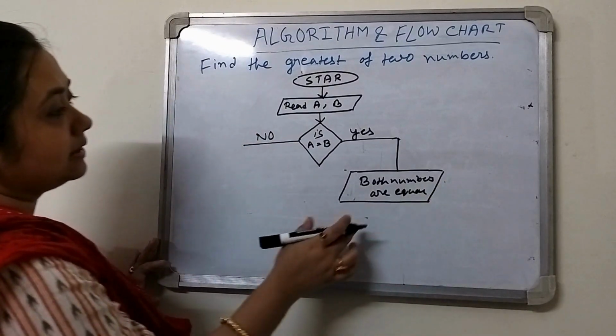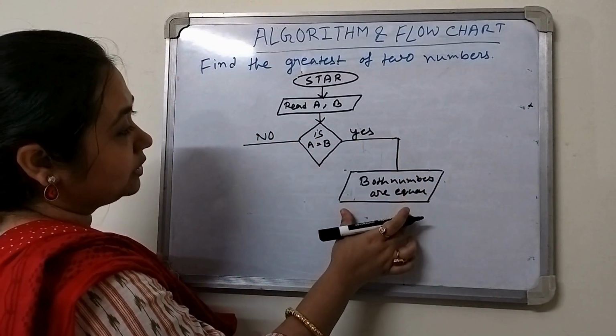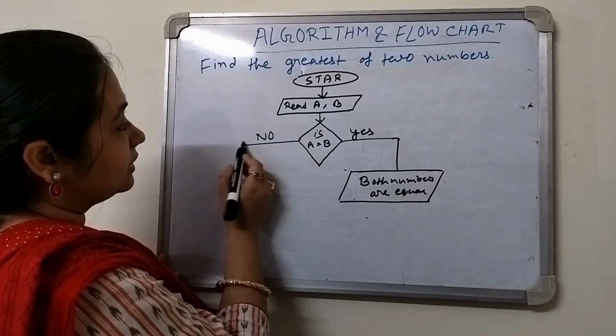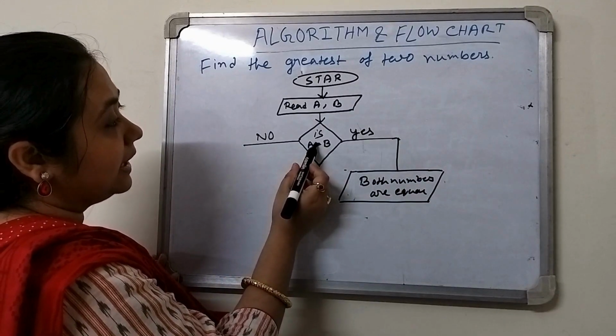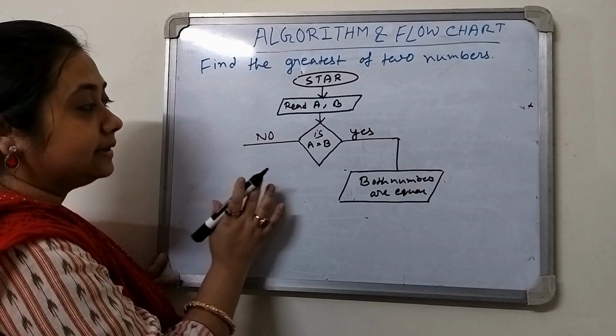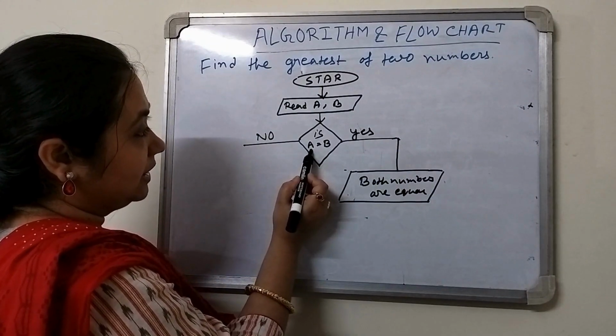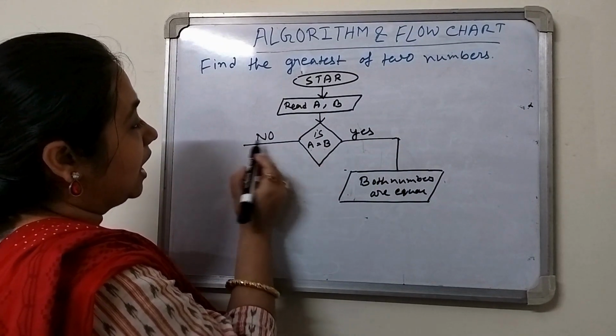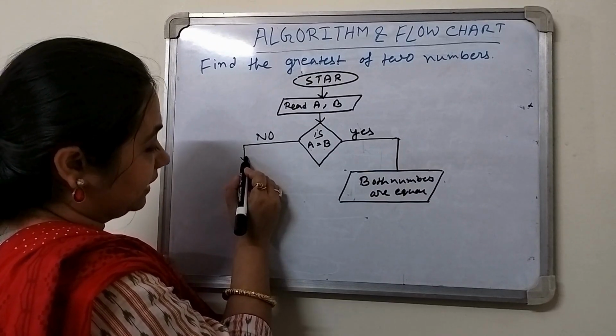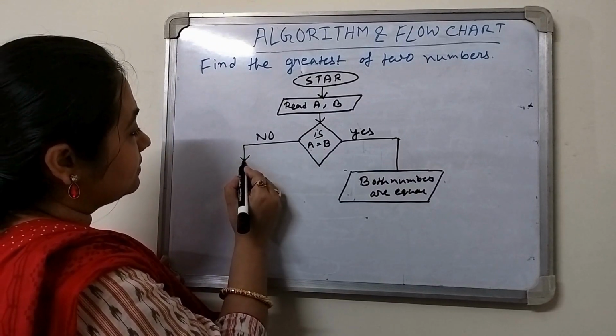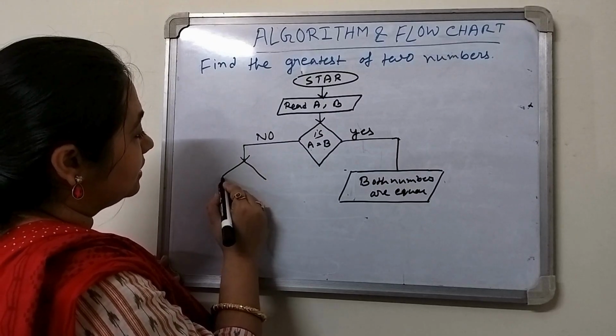Okay. So in this step, we are checking whether both numbers are equal. If the result is no, that means A and B are not equal. That means either A will be greater or B will be greater. So how will we find out which one is greater? From this, we take another condition.